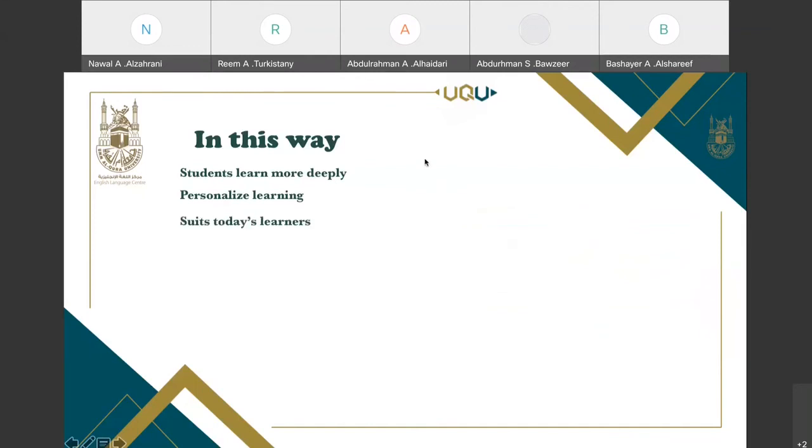And this suits today's learner. How? In what way? How are today's learners different from other learners? How are they different from those learners who used to be in the traditional classrooms? Yeah, the Z generation, very good. They are students of technology. Now, what I notice about those students is that they want to know why more.